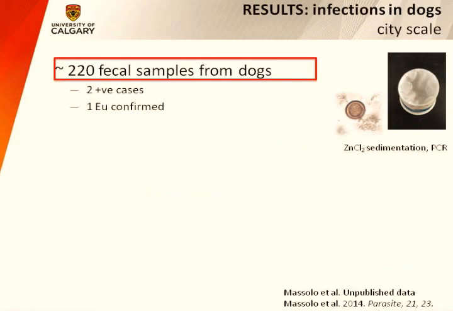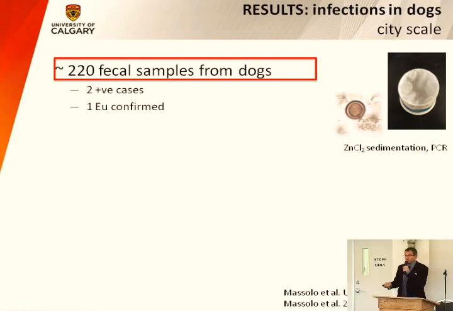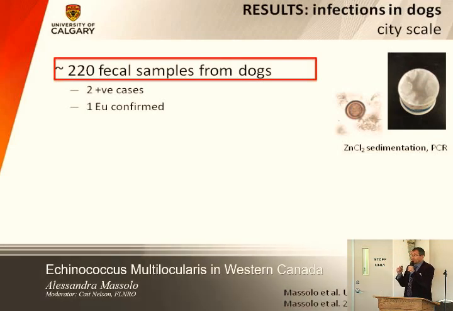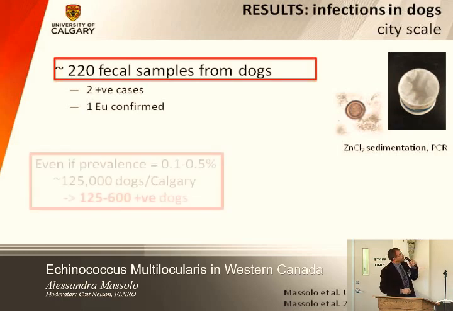Oh, sorry, before I go there, I wanted to tell you that in 220 samples that Anya collected for her work, we actually looked into them for assessing the prevalence of Echinococcus in dogs. And what we found was 2 positive cases. And I will talk about the rest later on.